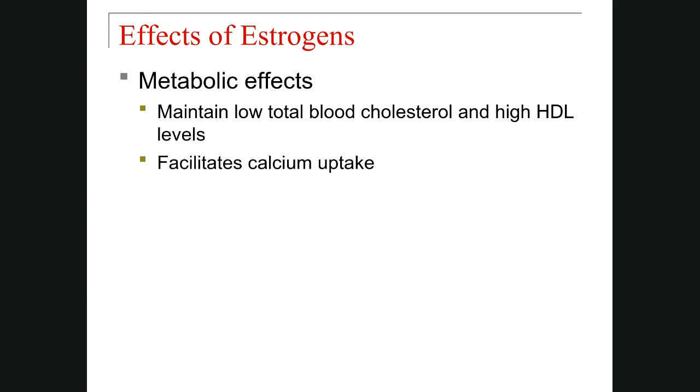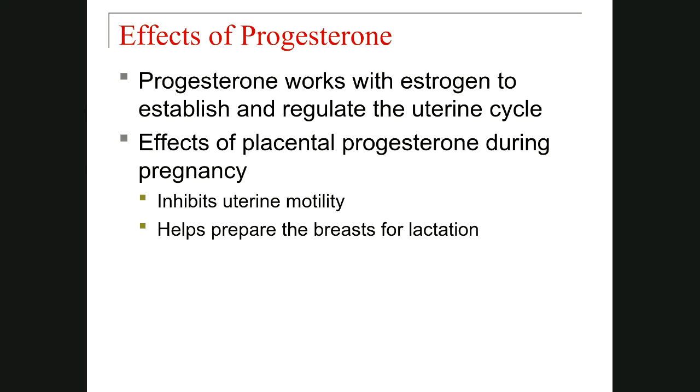And it has some metabolic effects. It can help the level of cholesterol to become lower in the female, and we have a higher level of HDL in the blood. This is a good cholesterol which we have in the blood, and it can facilitate calcium uptake. So during the reproductive years in the female, we can get enough calcium from our diet, but after that osteoporosis and osteomalacia may take place.